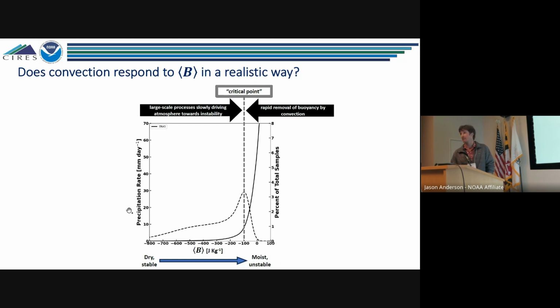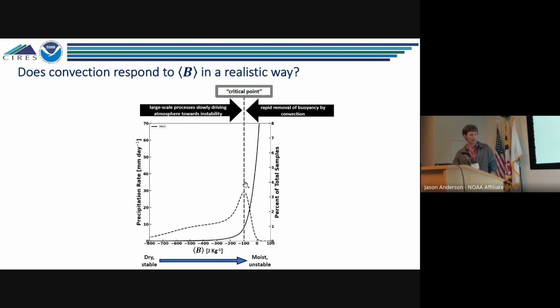Our y-axis is IMERG precipitation rate. The black solid line here shows you the bin mean precipitation rate. So when buoyancy is really low, we've got no precipitation. And then as buoyancy increases beyond what's often termed a critical point or a critical threshold, we get this really rapid pickup of precipitation with increasing buoyancy.